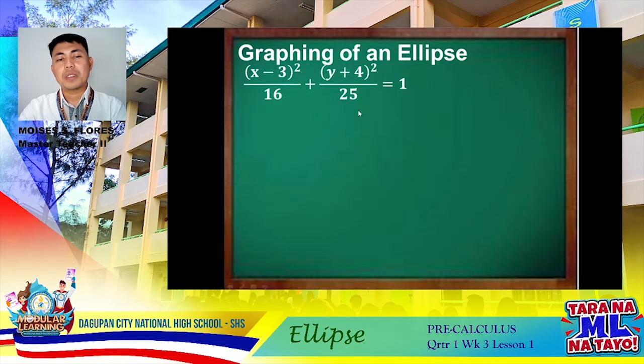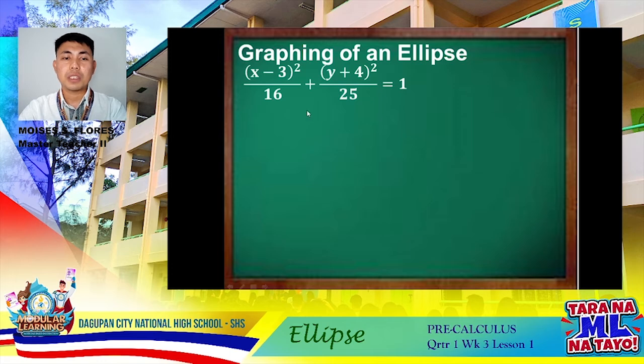With this example, (x minus 3) squared over 16 plus (y plus 4) squared over 25 equals 1. Now, what do you observe? Yes, it is now centered at (h, k). Another thing to observe, with respect to your major axis, it is with respect to y, so simply our type of ellipse is vertical because our major axis is parallel to the y-axis.